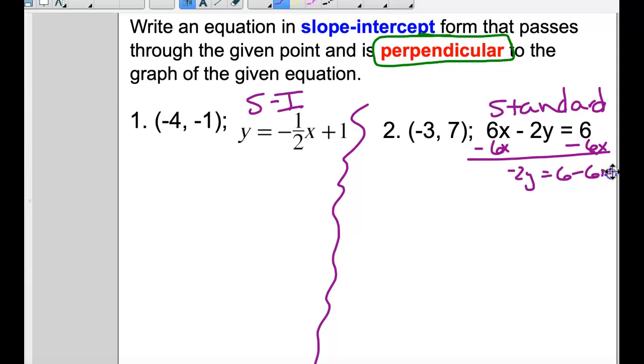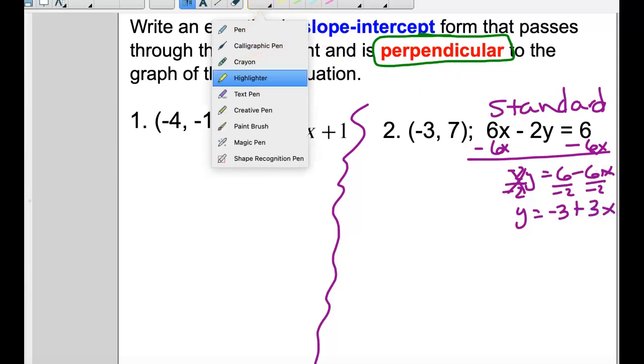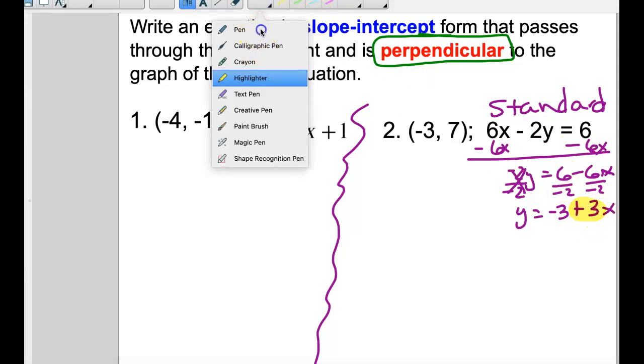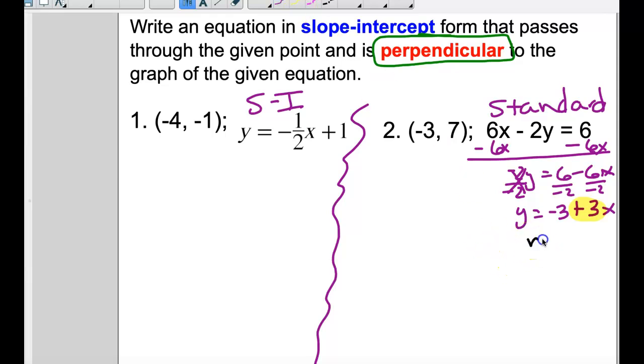and then we always divide by the number in front of the y, which would give me -3 and a positive 3x, right? Which now I know my slope is 3. If I know that this slope is 3, I know for my perpendicular slope, right, 3 is 3 over 1. If that helps to put it into a fraction, put it into a fraction so you see it better, it would be a negative 1/3.